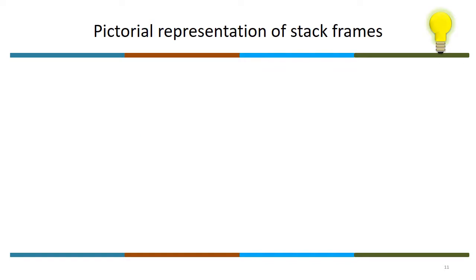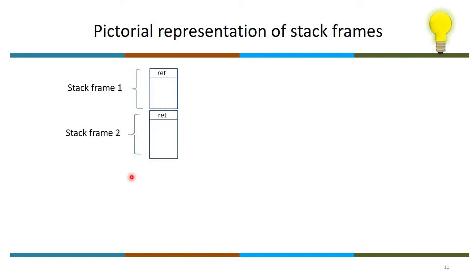Now we will look into the pictorial representation for having a better visualization. This is how the stack frame was created, right. As part of the call instruction, the return value is pushed, right, and after that the ESP will be pointing to the end of the stack frame. The next stack frame, the same thing, and the ESP will be pointing to the end of the stack frame. Next stack frame, same thing.